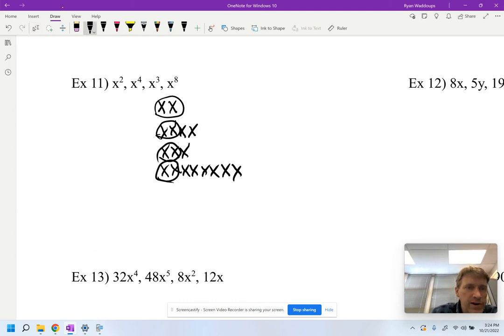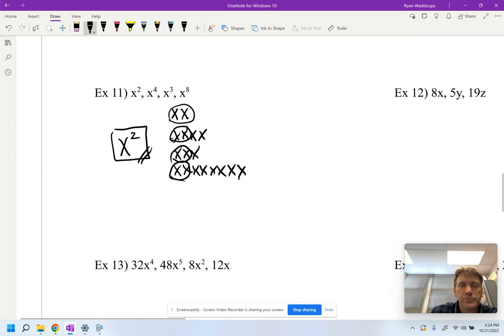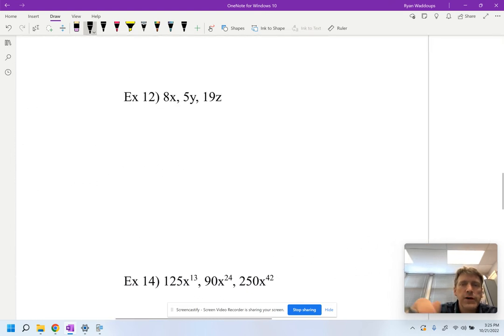And so our greatest common factor is x squared. Just multiply them back together, and that's your greatest common factor. Number 12.